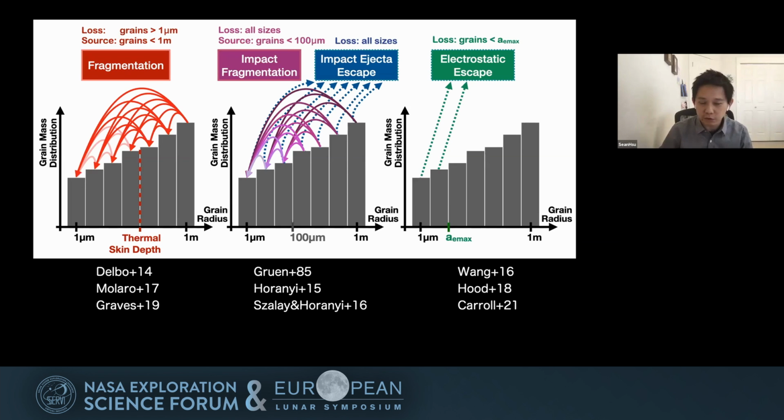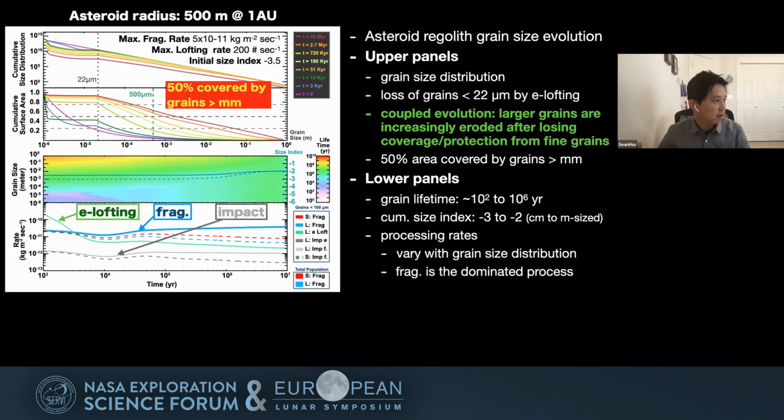And we also have the electrostatic dust lofting, which basically only operates in the mass budget terms and only affects the smallest particles, which of course depends on the size of the body and the extent of these effects. Putting all these together, we have this very busy time evolution. On the top, you have the size and surface area distribution of the regolith on this 500-meter radius hypothetical asteroid located at 1 AU.